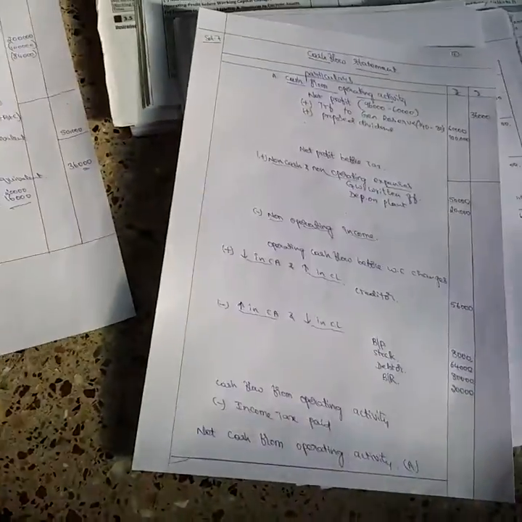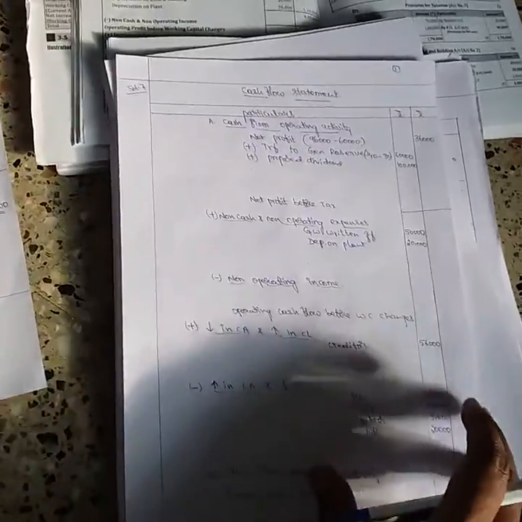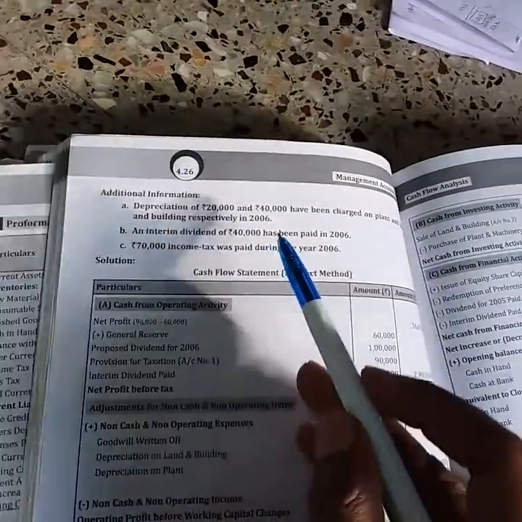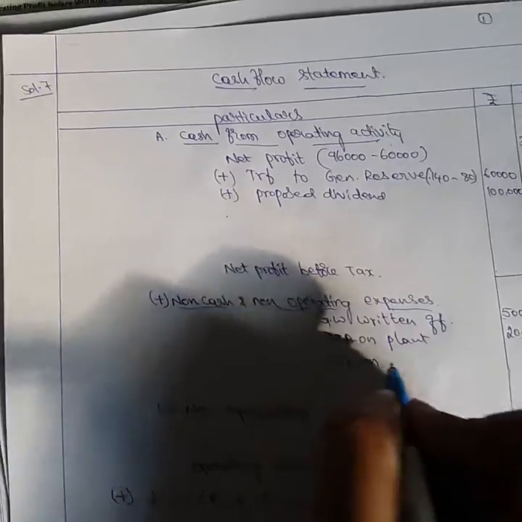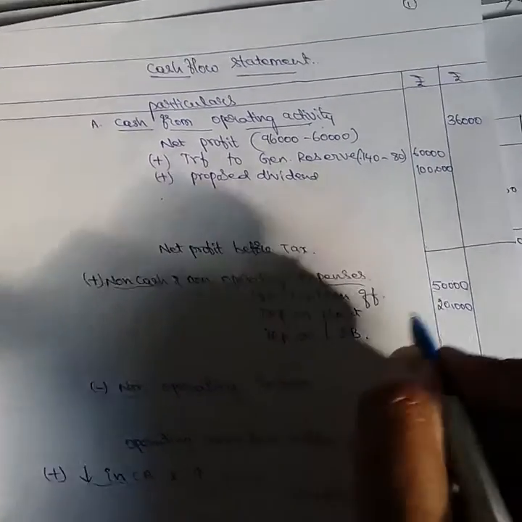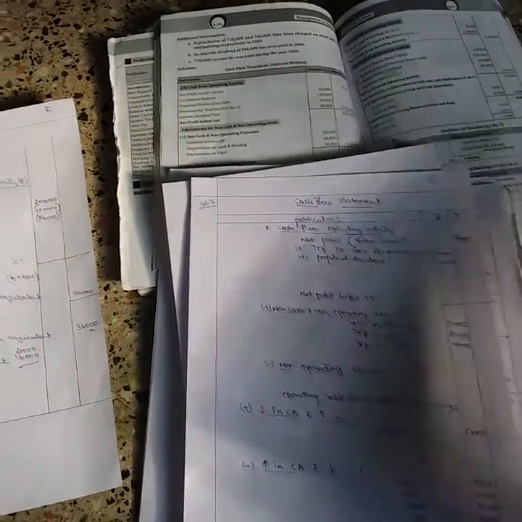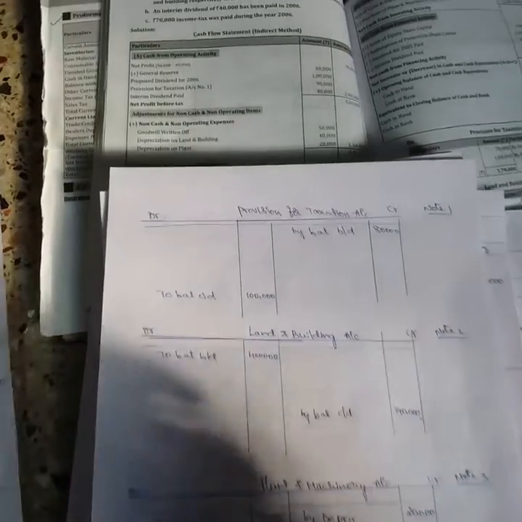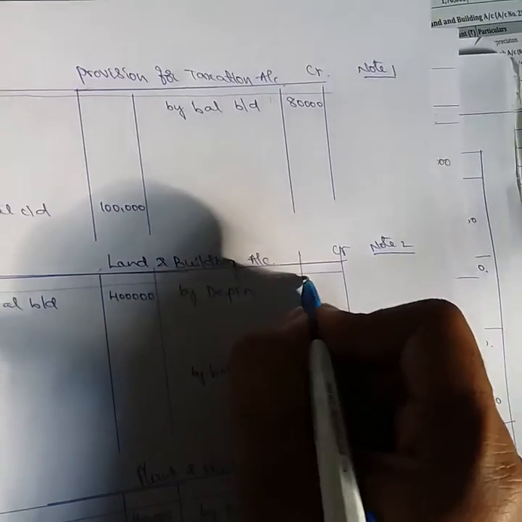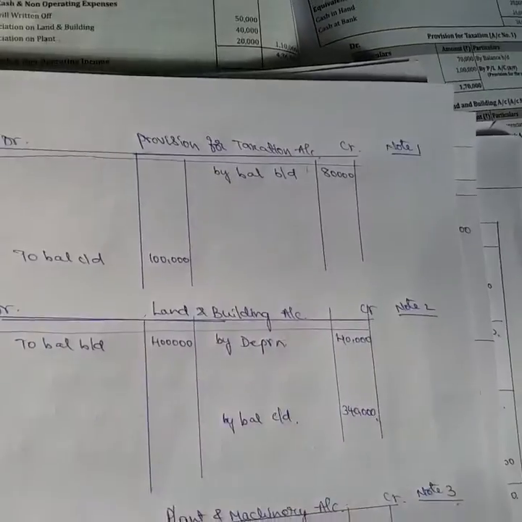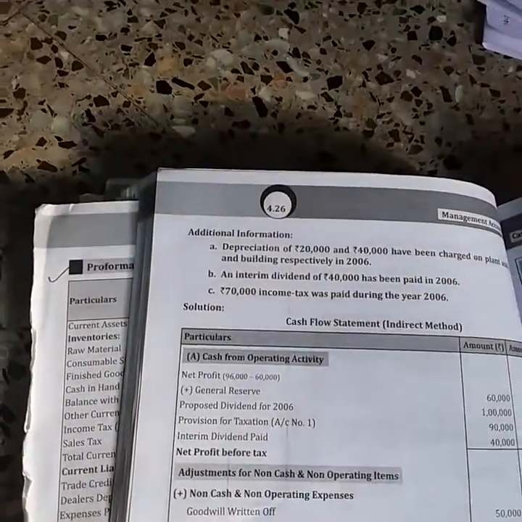And second depreciation is given. 40,000 depreciation on land and building. Again, depreciation is a non-cash expense, should be added here. Depreciation on land and building 40,000. Number 2, depreciation should be shown on the credit side of land and building. By depreciation 40,000. Okay, first adjustment is finished.